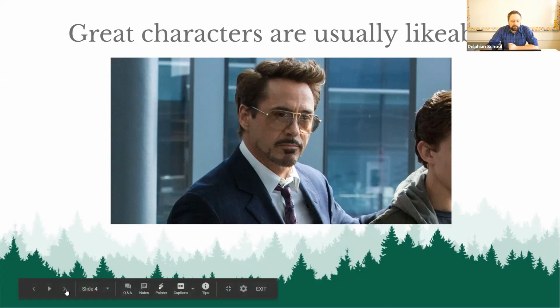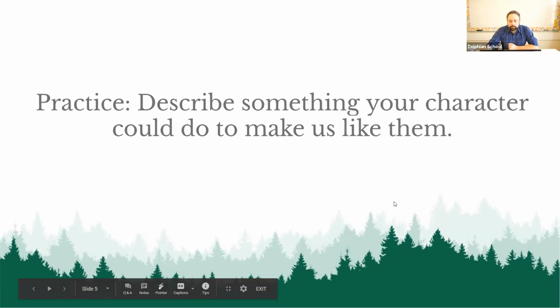So for your first practice, I want you to describe something that could make a character, your character that you're going to make up, likable. Describe something that they could do to make us like them. And this can be really simple. It could be a little bit more complicated, but you're just going to make up a character. You can make up a name for them or not. You could just say an alien that lands on Earth, or Sally, who's starting the 5th grade. Once you name your character, describe something they could do that would make us like them.